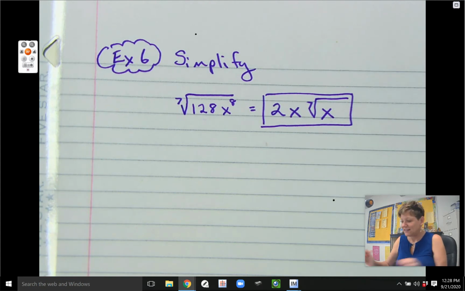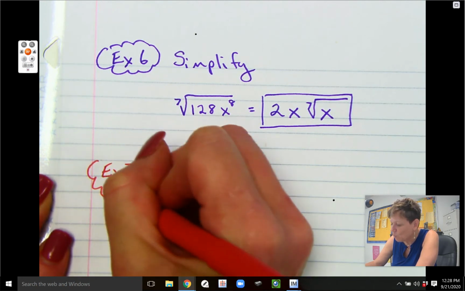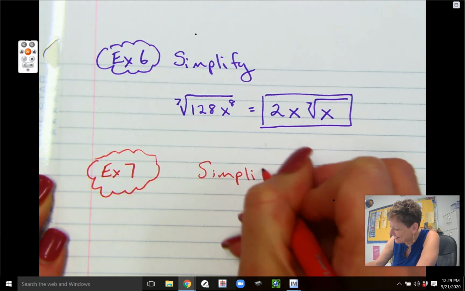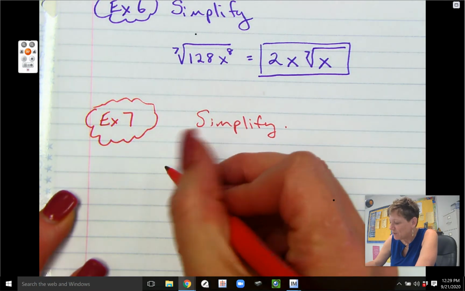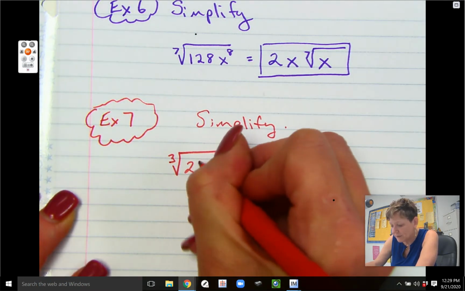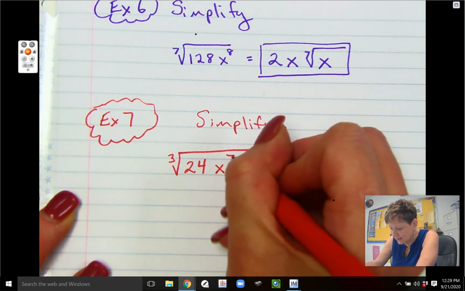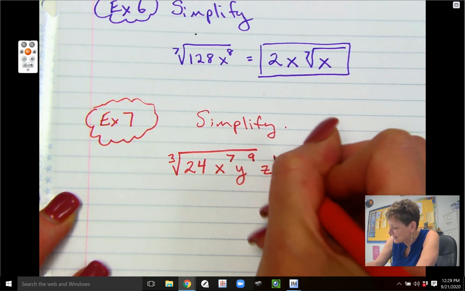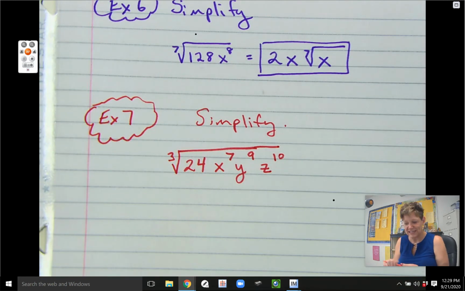All right, example number 7. We're getting there, I promise. Simplify. All right, so here we are going to have the cube root of 24 x to the 7th, y to the 9th, z to the 10th. And we are going to simplify this.